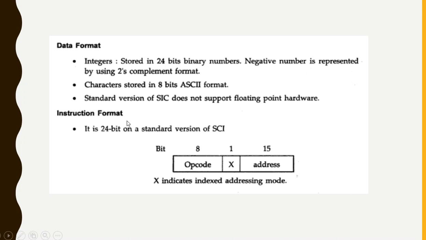Then instruction format. The length is 24 bits, and it is divided like this. The higher 8 bits are used for the opcode, which tells the operation like add, subtraction and so on. Then 1 bit X indicates the address mode. The remaining 15 bits are used for the address, the location address. So this is the instruction format. This is the standard format, and all the instructions follow the same format.